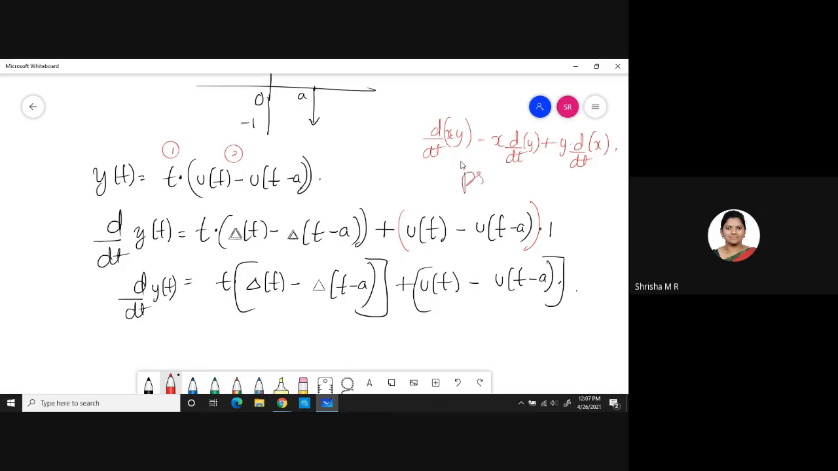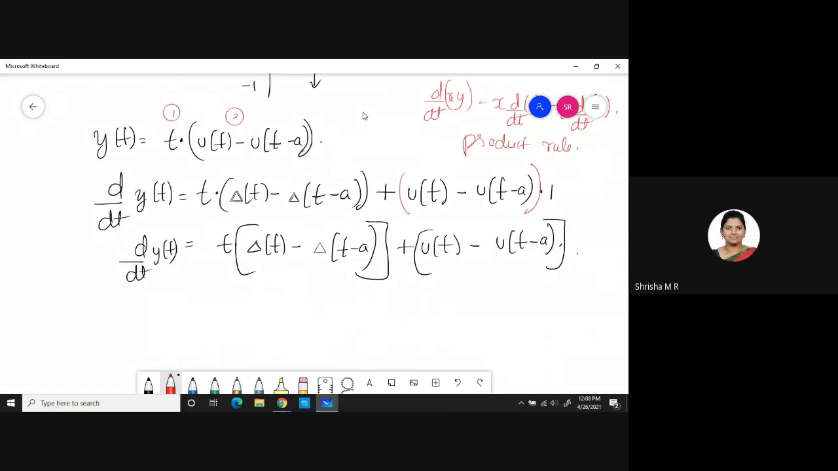Got it? Product rule. Understood everyone? Yes, ma'am. So now we have to plot this. Till here clear everyone? Following? Yes, ma'am. So we'll try to plot this.